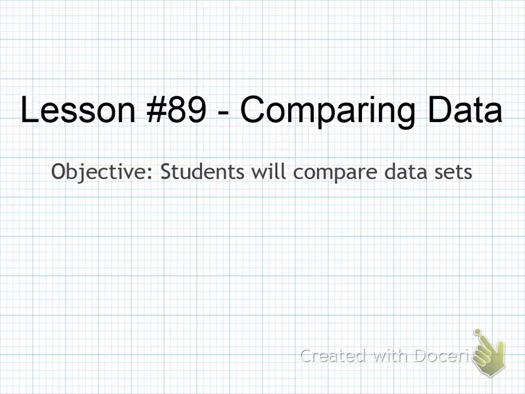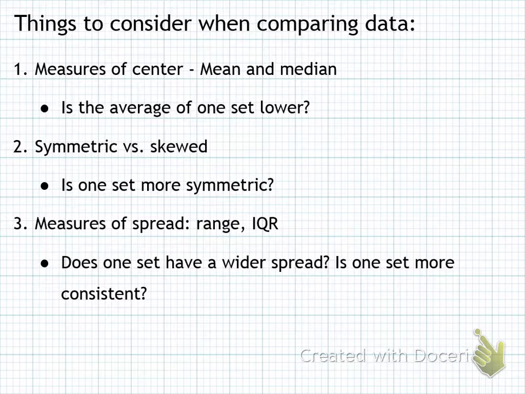So maybe sales for two different companies, or could be two different years. Some sort of data that was gathered in one year compared to the same kind of data that was gathered in the next year. Okay, so we're going to look at ways to do that. Here are some things that we may want to consider.